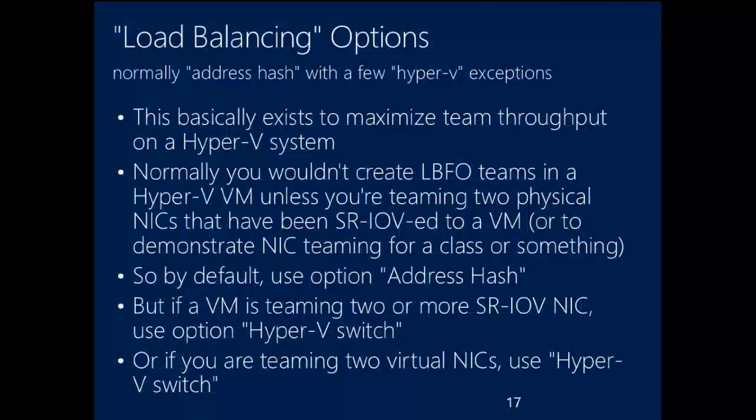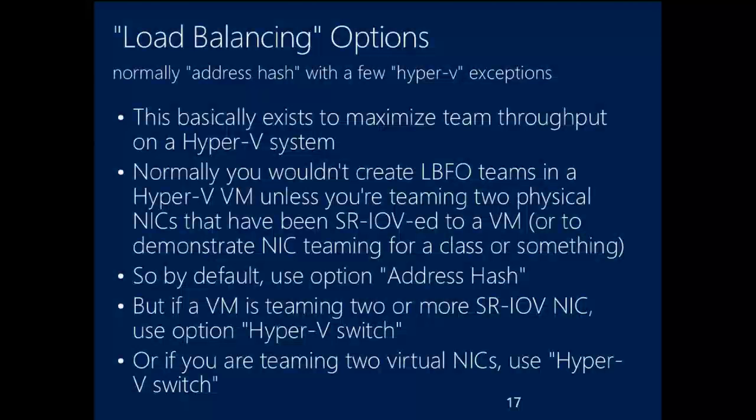Okay? So the trick there is, in the unlikely event that I have 2 or more SRIOV NICs on a virtual machine and I'm going to team them, then I have to set the option not to address hash, but to Hyper-V switch. The only other reason you would do this would be if you built a bunch of virtual NICs in a virtual machine, you were teaching a class or doing a demonstration or just wanted to fart around with it. And at that point, you'd also set it to Hyper-V switch.